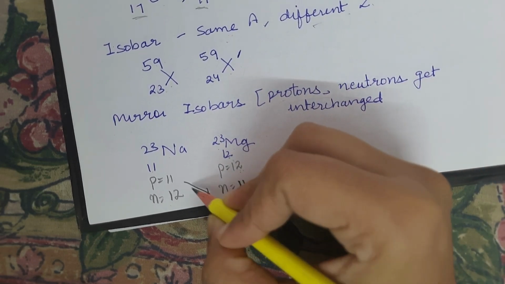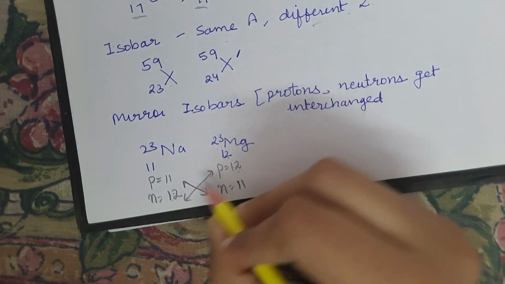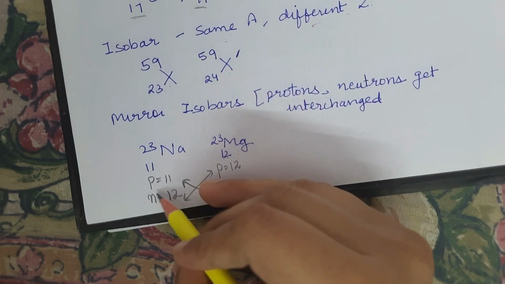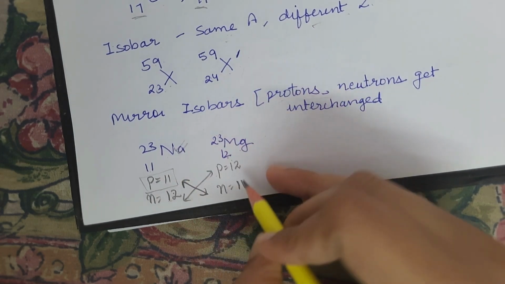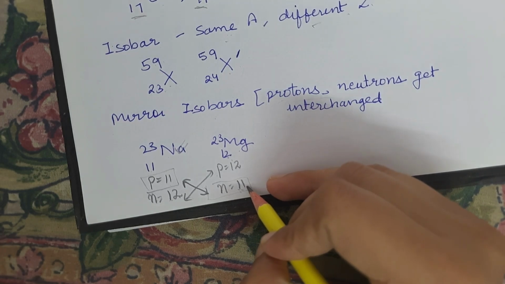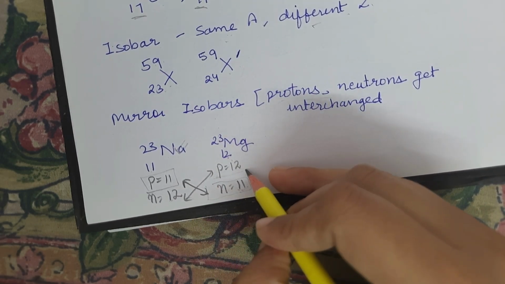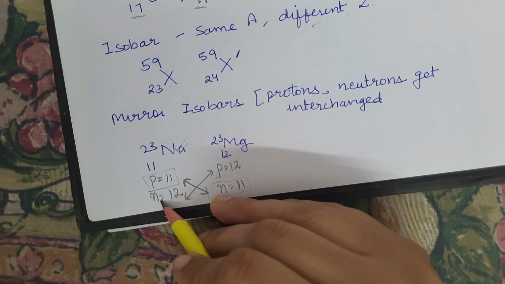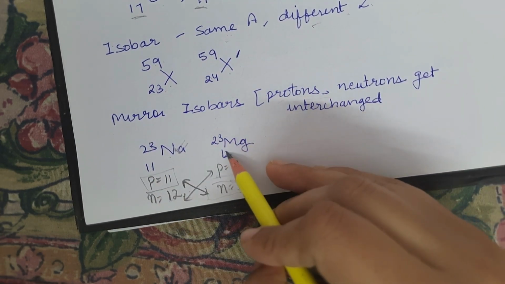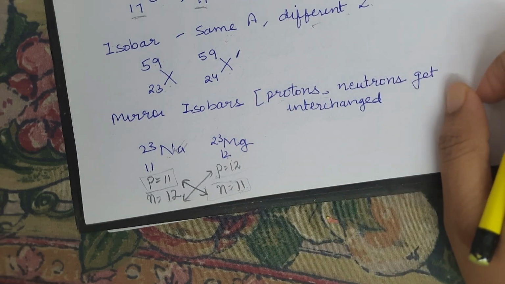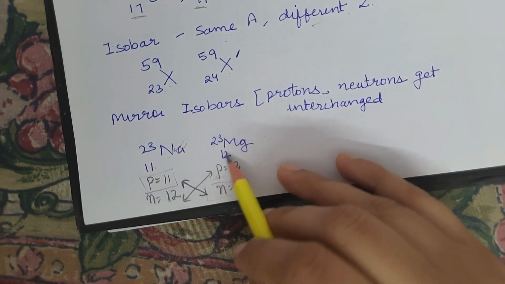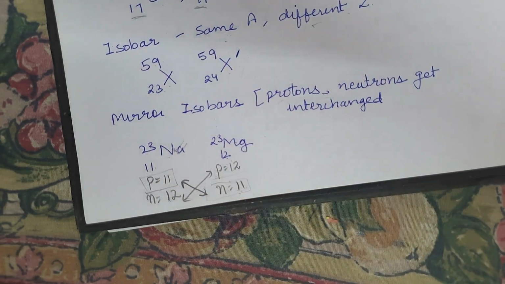So you can see these are just the opposite of each other, just like a mirror image where the left appears to be right. Here the proton number for this particular element appears to be the neutron number for the other element inside the nucleus, and the proton number here is the same as the number of neutrons for this element. So sodium and magnesium, these are said to be mirror isobars. And why isobars? Because you can see their atomic numbers are different and the mass numbers are the same.